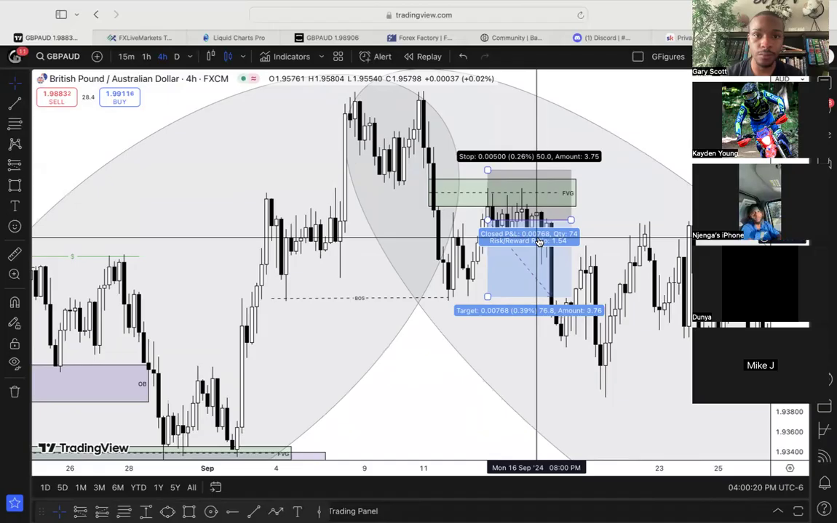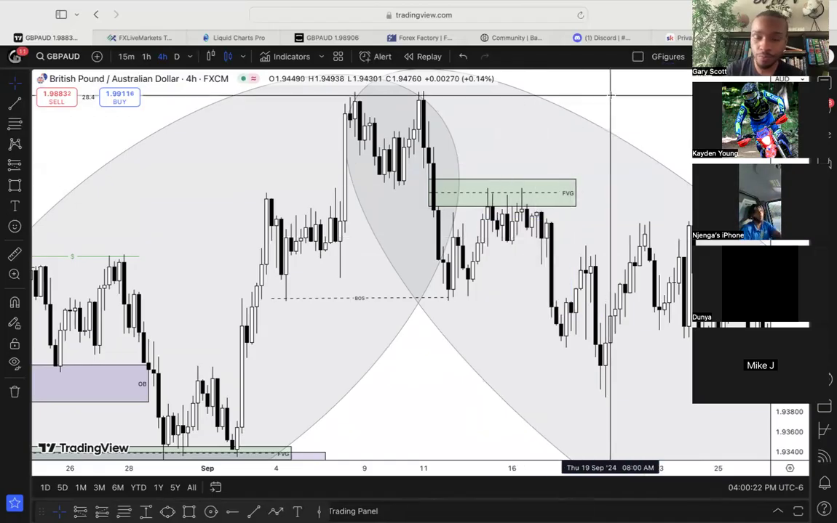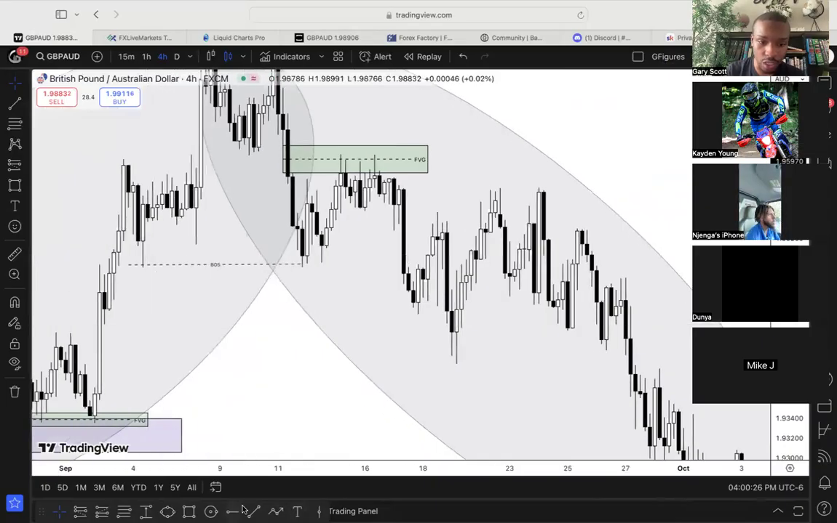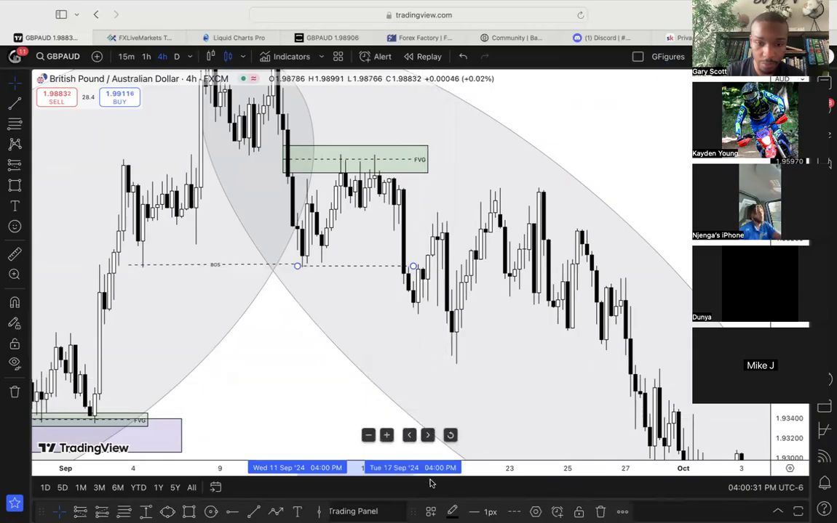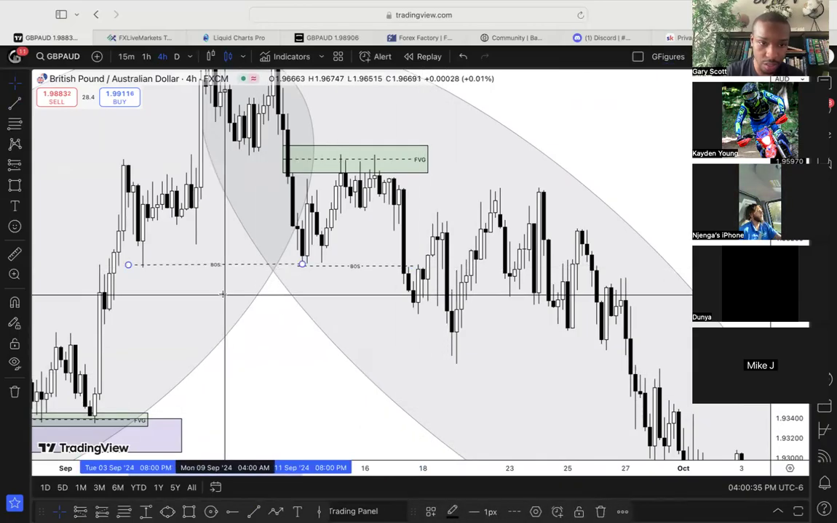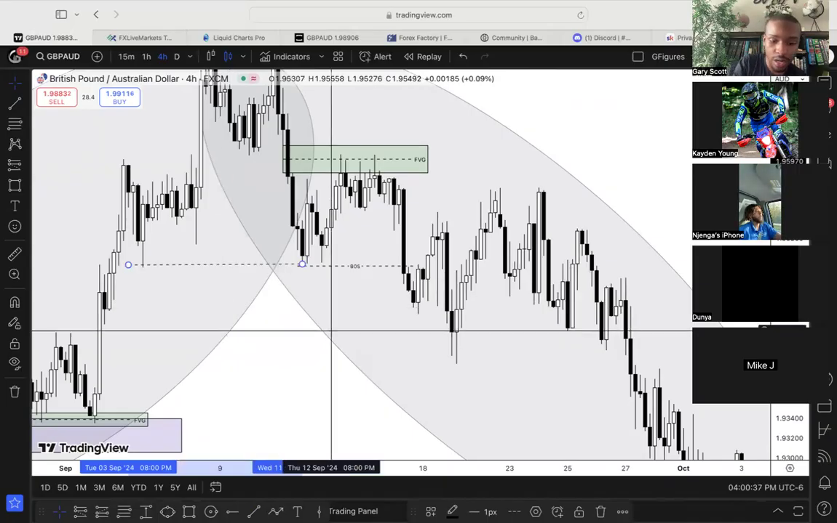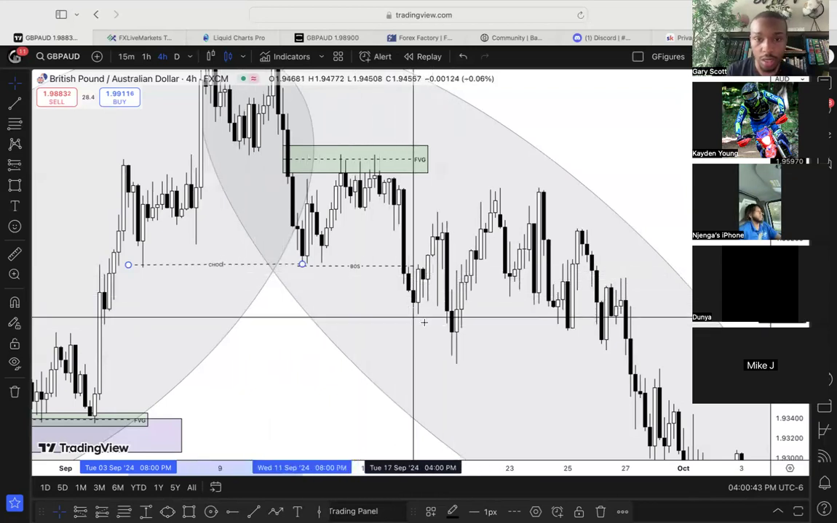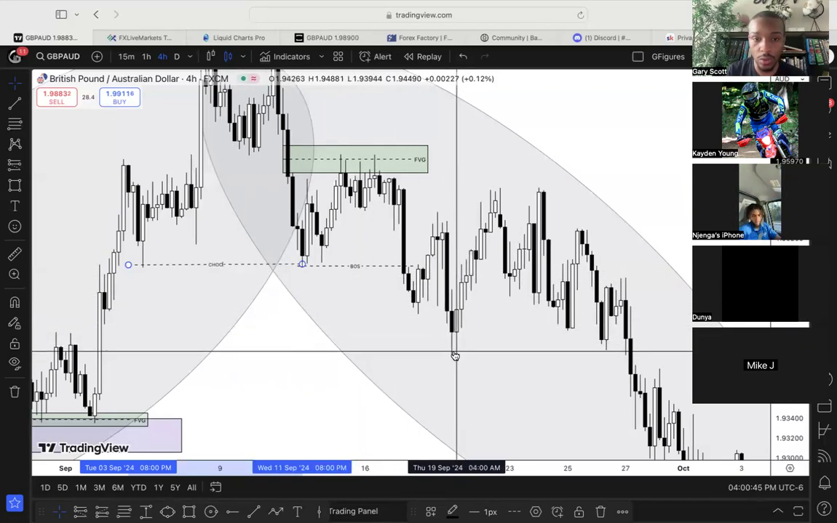Okay, so now, boom, we go on. What do we end up getting? You get your break of structure here, BOS. Initially, this was your change of character, so let's change this up. CHOC, that's your change of character. That's your break of structure. Price creates its new lower low.